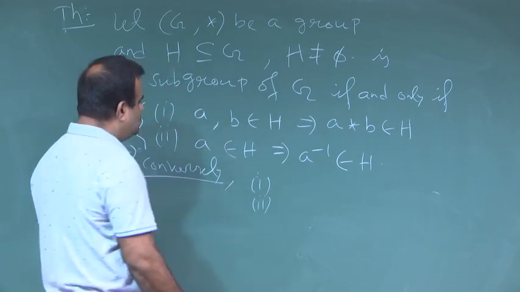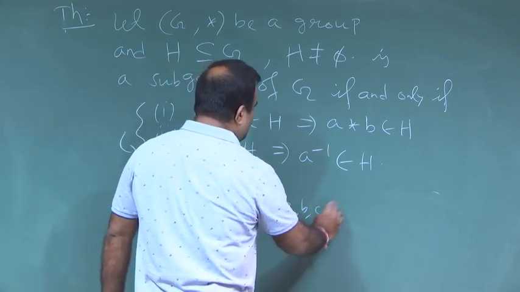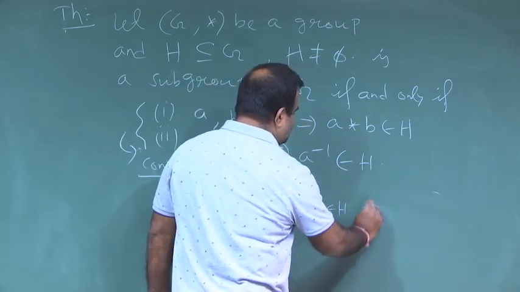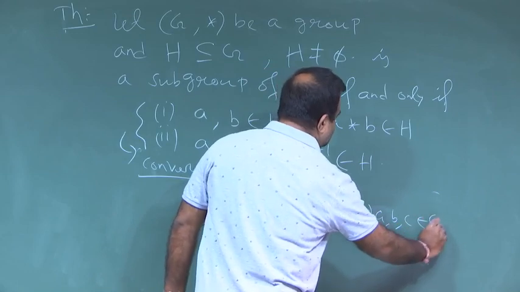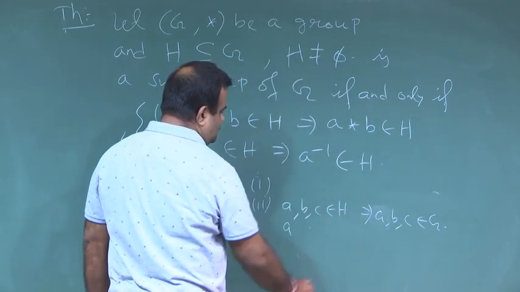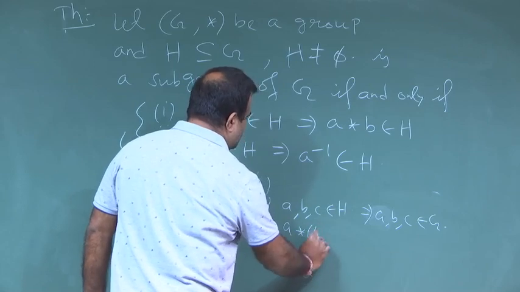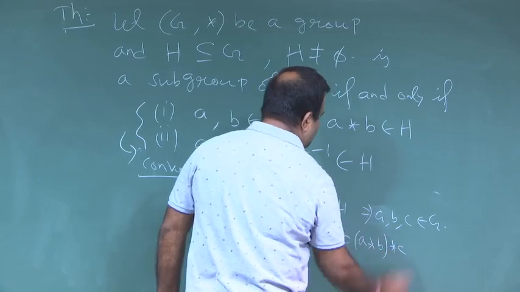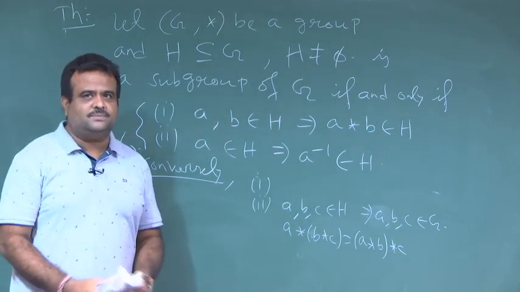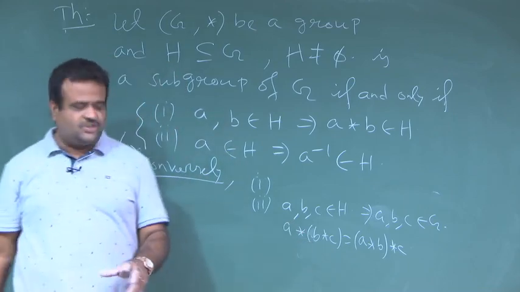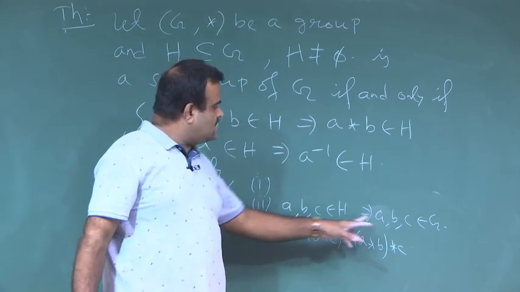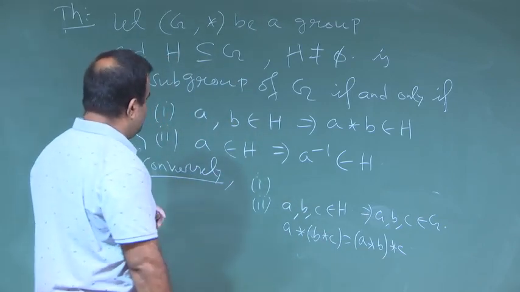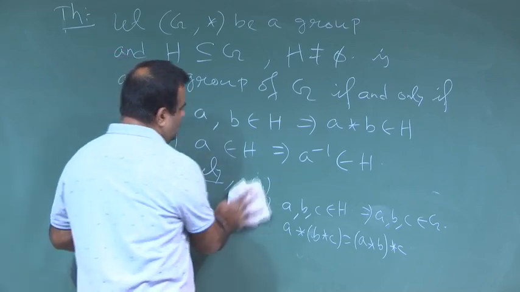Associativity is also okay, because if you take any three elements from H, then since H is a subset of G and G is a group, we can write this. In the group the associativity is satisfied, so star is associative in G. So, if a, b, c are in H, they will also be in G. So, associativity is straightforward.